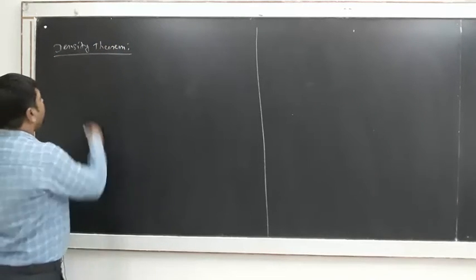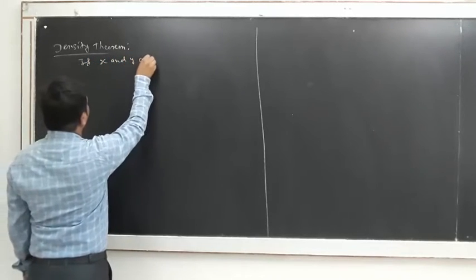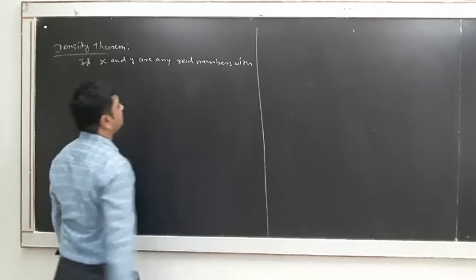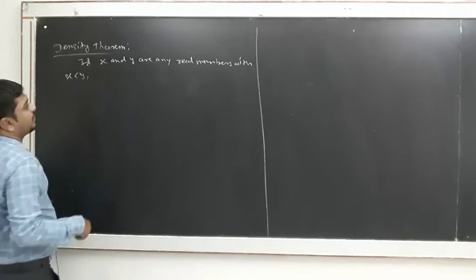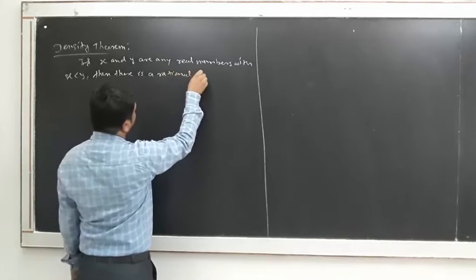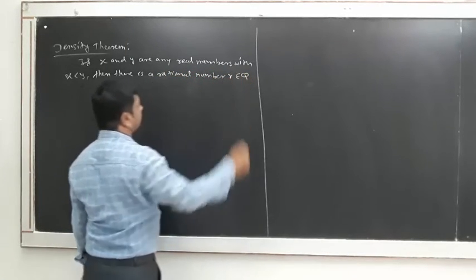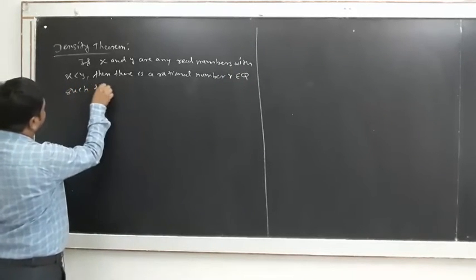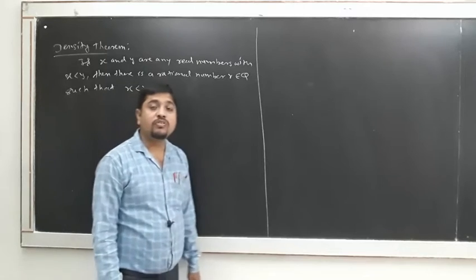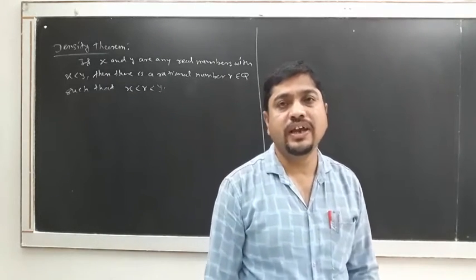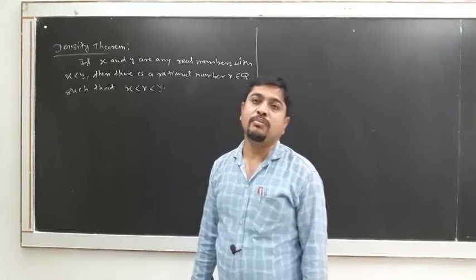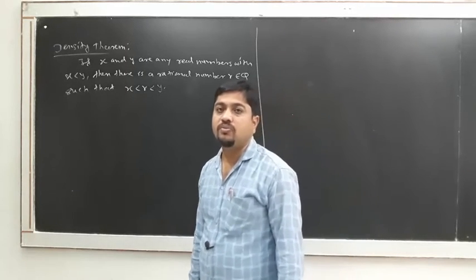Density theorem. If x and y are any real numbers with x less than y, then there is a rational number r belonging to Q such that x is less than r is less than y. That means if you take any two real numbers with x less than y, then we can find a rational number in between them.